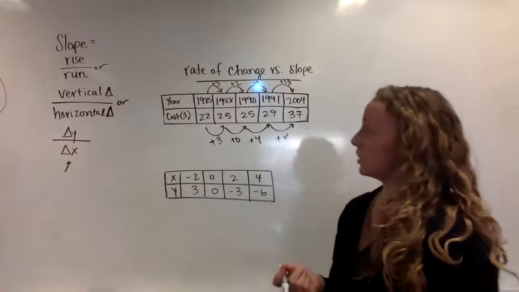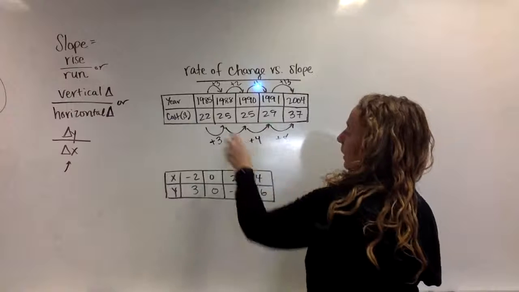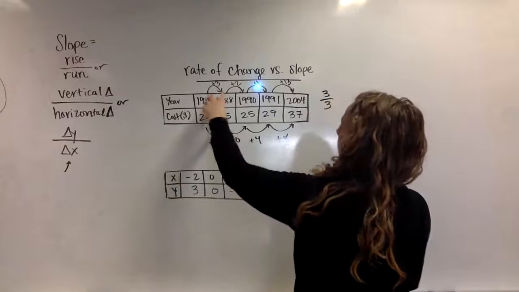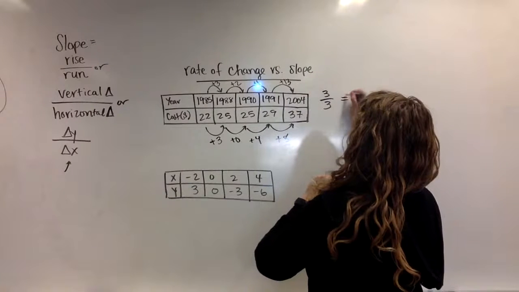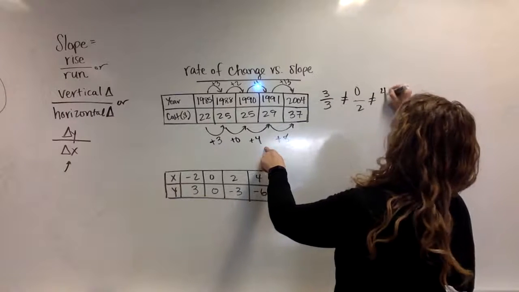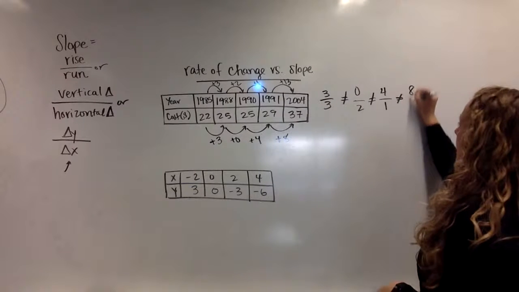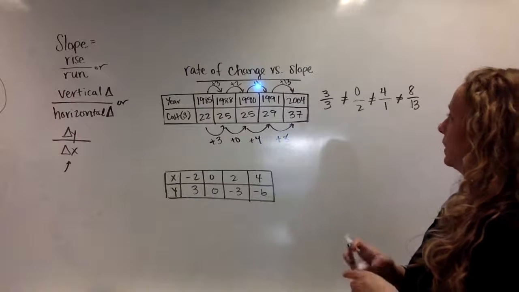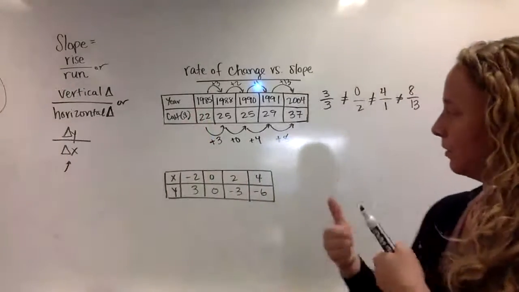And so our rate of change, as we can see in this situation, is not steady. 3 over 3, comparing our dependent variable versus our independent variable, 3 over 3 between 1985 and 1988 is not the same as 0 over 2, or that is not the same as 4 over 1. Let's see if you can see that. Yeah, you can still see it. And that is also not the same as 8 over 13. However, we can still see that there is change and variation between each one of these, and that's fine. Essentially, we're looking at the rate of change between these intervals.